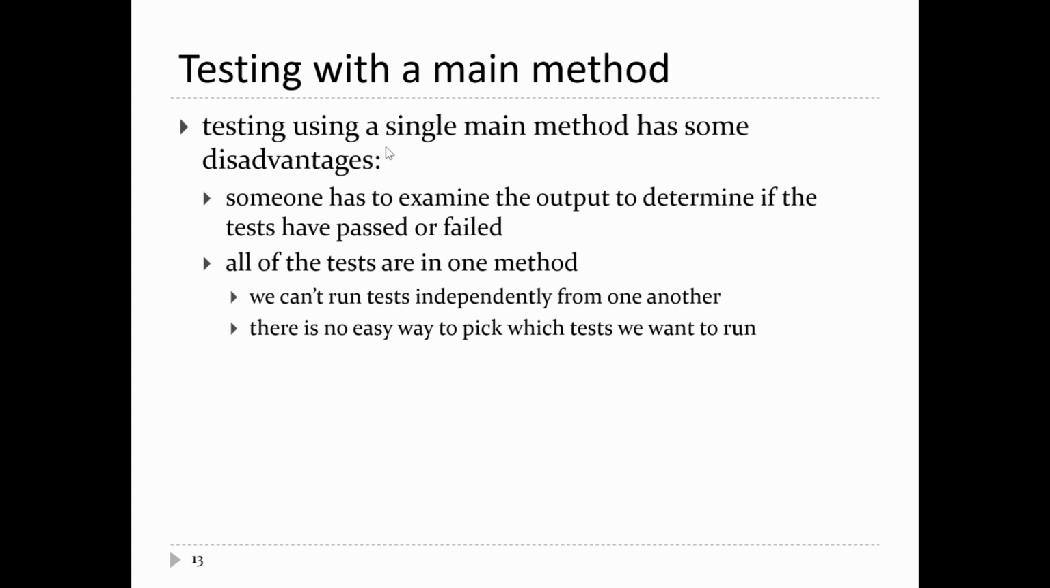If you use a main method, basically you're creating a program that uses your code. That's all your main method is. When you do it this way, someone has to inspect the output of the program to determine whether the tests that you wrote passed or failed. For assignment 1, you might have looked at the output of your test sorts and said, yeah, that matches what the professor said it ought to be, or you might have said, hey, that's different than what the professor has. Maybe there's something wrong. So someone's got to look at the output.